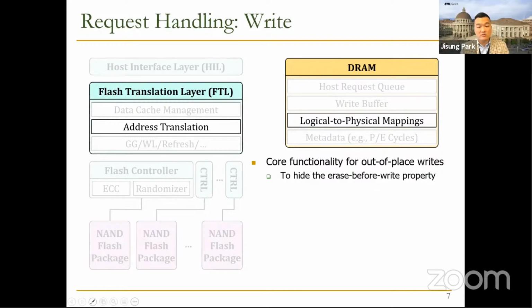So suppose that the host system keeps updating logical block 0, the first logical block in the storage device view of the host system. For the first write, we can simply write the data into the first physical page in the SSD. But for subsequent updates on the same logical address, we cannot overwrite the physical page unless we erase it, because of the erase-before-write property. So an FTL writes the new data in other pages that had been erased before, while marking the page with the old data as invalidated.